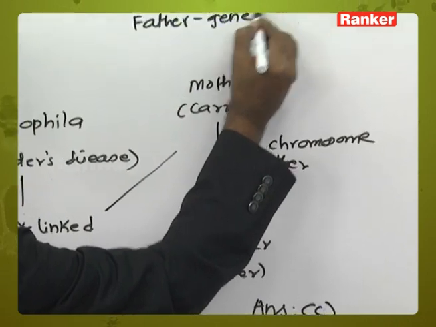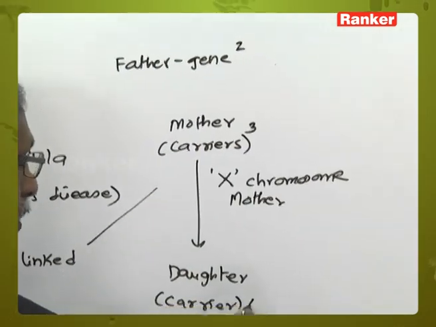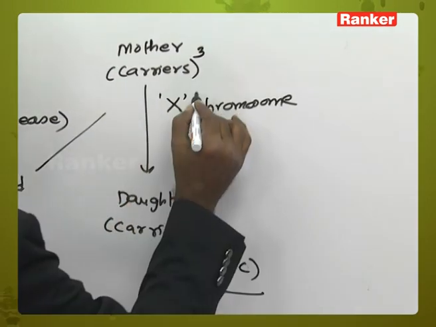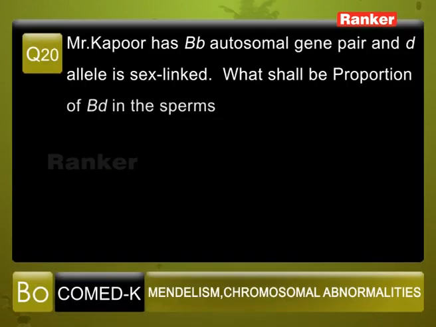So we understand that it is sex linked. The gene is present in the father, mothers are the carriers, daughters too are the carriers. It is located on the X chromosome of the mother. We go to question number 20.